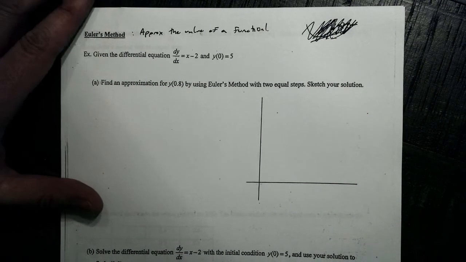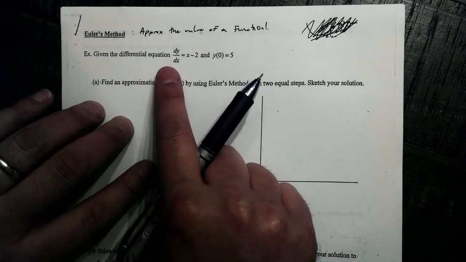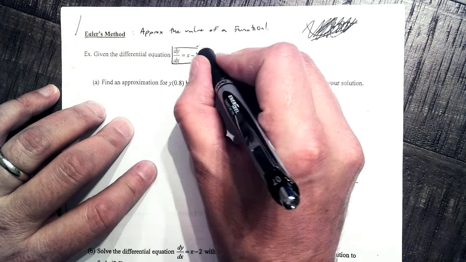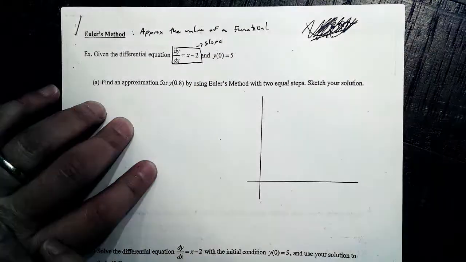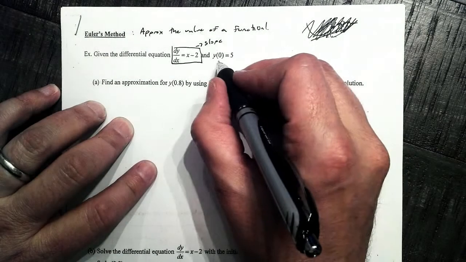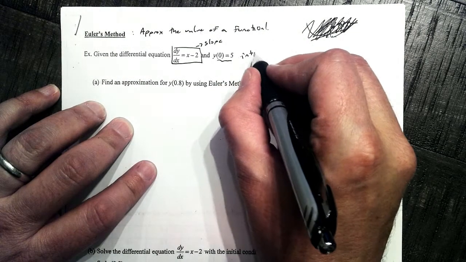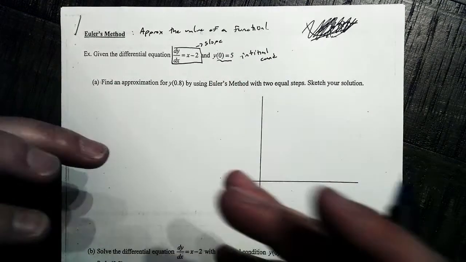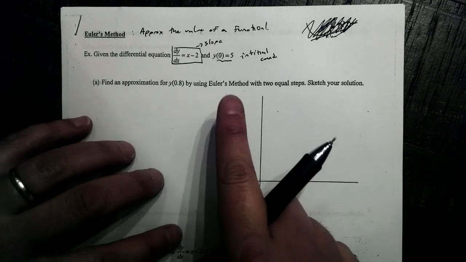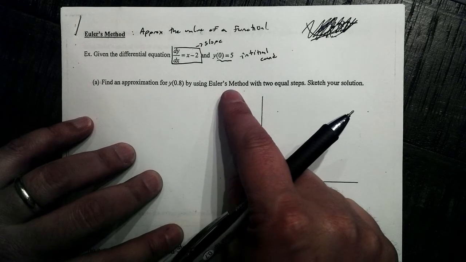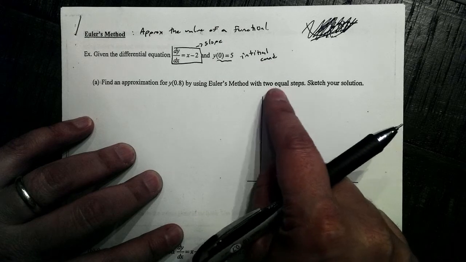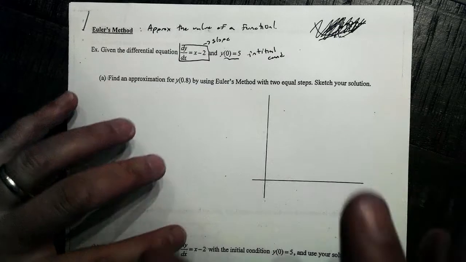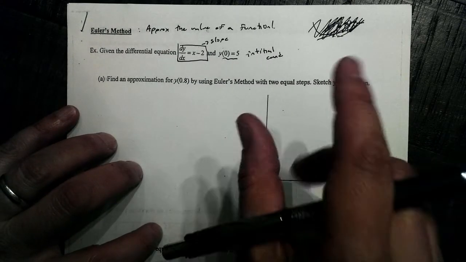So let's take a look at an example. We're given the differential equation. Remember, this finds us slope. And then they give us some sort of initial condition right here. What they want us to do is, from this condition, approximate a value. They're always going to tell you to use Euler's method and how many steps you're going to use. Equal steps meaning we're going to break our tangent line into two different parts.